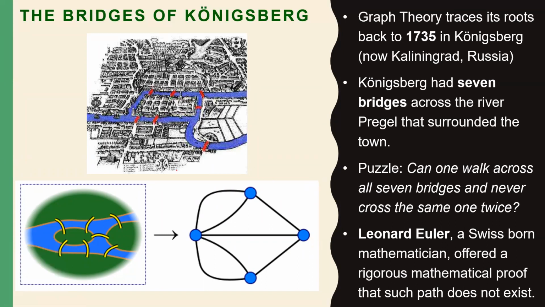Right, so you can think of this as the network, wherein the nodes are the land masses and they are connected if there's a bridge connecting them, right? And this is the mathematical representation, which you can think of as the graph. Okay. And Euler proved that there is no such path, meaning you cannot traverse all seven bridges of Königsberg without traveling at least twice on one of them.